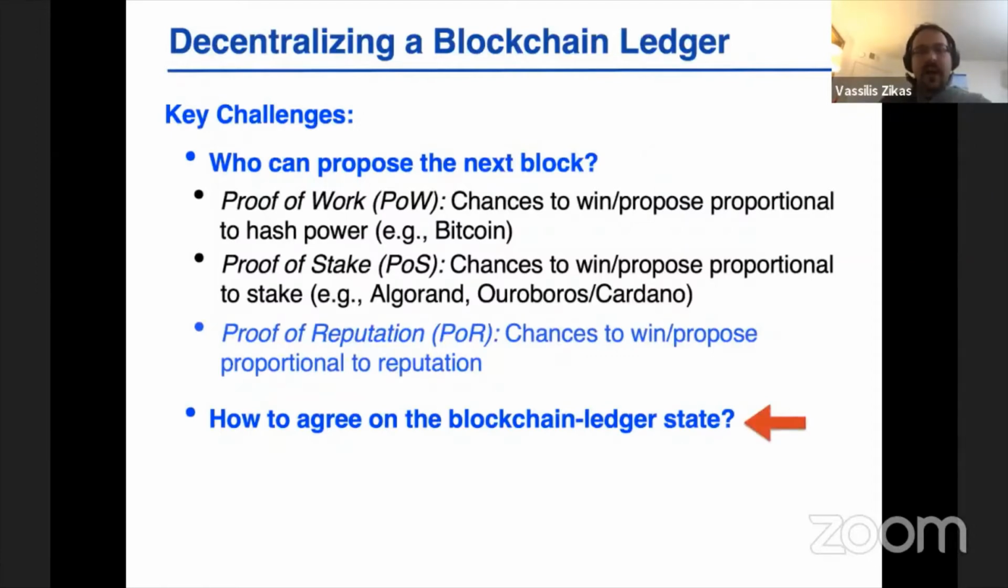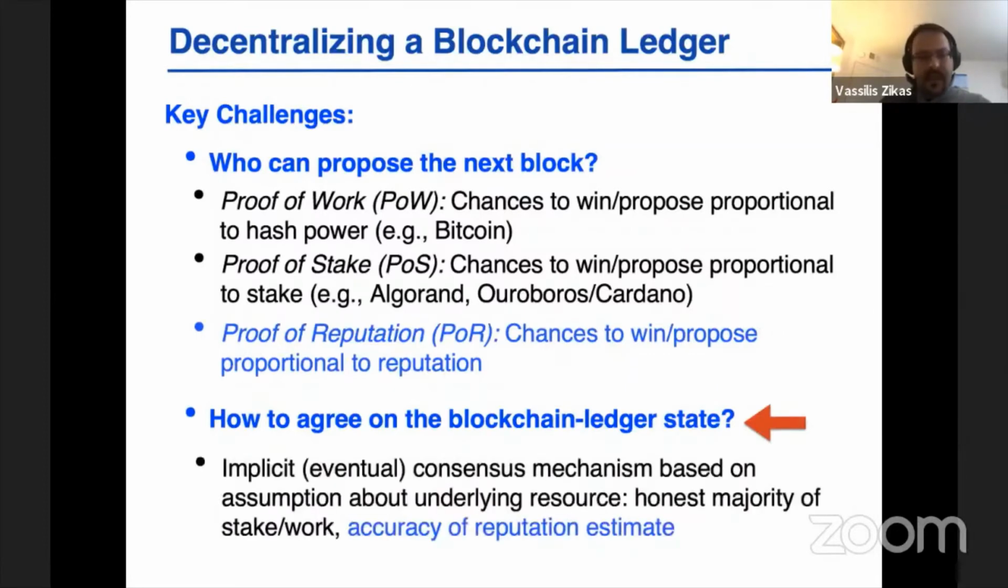So now, how can we agree on the blockchain ledger state? Well, the answer here is kind of uniform in all these technologies. The way to do it is we try to get an implicit consensus mechanism based on quality assumptions. For example, based on the majority of work being in honest hands, majority of stake being in honest hands, and in our case, based on accuracy and quality of the reputation.